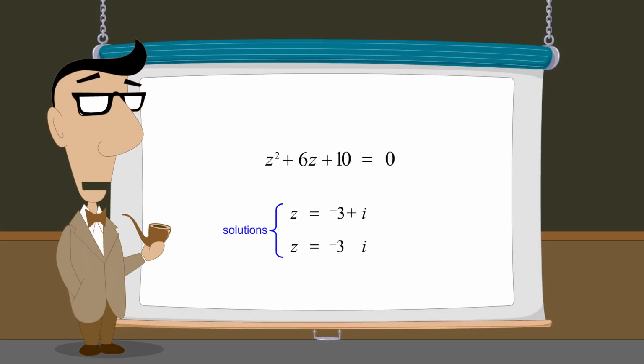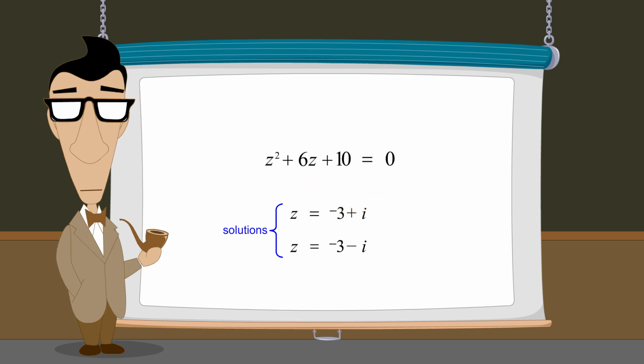Since substituting negative 3 plus i for z produces a true statement, we have confirmed that negative 3 plus i is indeed a solution to the equation. Now let's validate our second solution, negative 3 minus i.